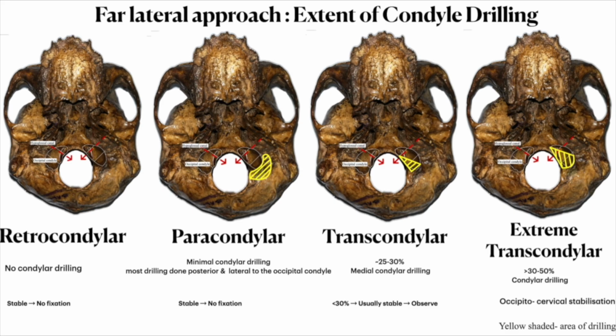The retrocondylar approach avoids condylar drilling and is ideal for posterior and posterolateral lesions, preserving the intrinsic stability. The paracondylar approach widens the lateral corridor while maintaining condylar integrity, which is useful for lateral and ventrolateral pathology. While anterior exposure is required, the transcondylar approach allows limited medial condyle drilling, with extended variants reserved for rare, deeply ventral lesions.